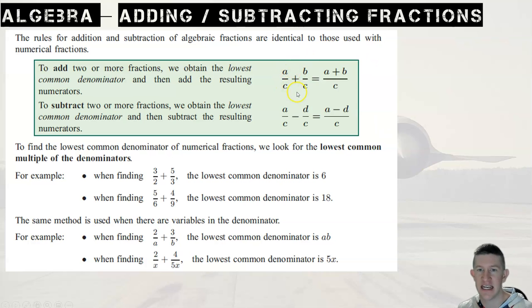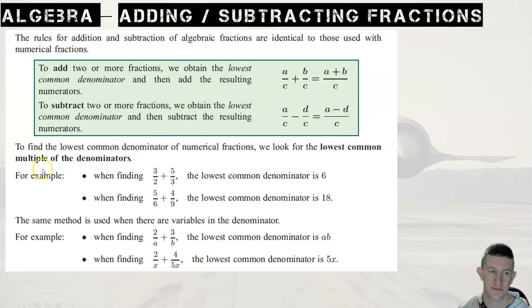So here we can see the denominator is the same, so I can rewrite that as just c on the bottom, and it's a plus b over c. Conversely, when I subtract two fractions, as soon as the denominator is the same, I put it all over that one denominator, the c, and now it's a minus d.